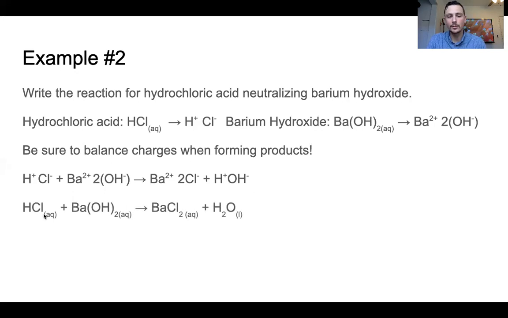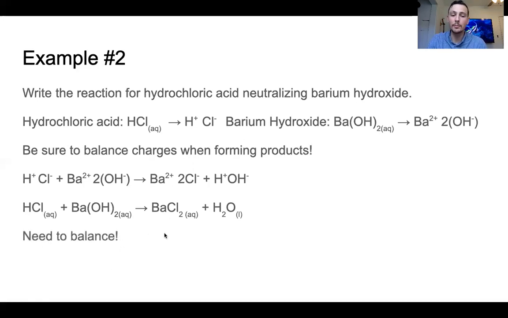So our products would look like this. We have HCl plus barium hydroxide, which we got from up here, is producing barium chloride, which is BaCl2. Again, we have 2 chlorines for every 1 barium based on these charges here, plus water. So our salt in this case is barium chloride, which we got the barium from our base, the chlorine from our acid. Now, those of you who are keeping an eye out might notice that we are not balanced, right?